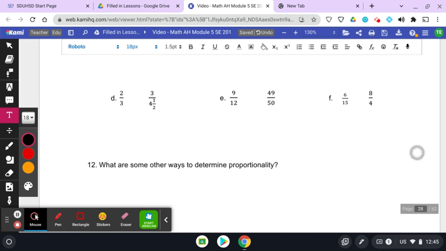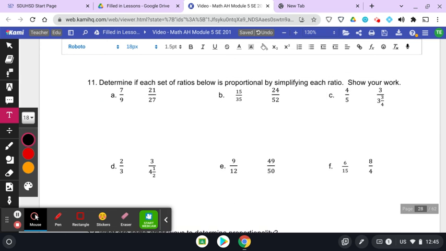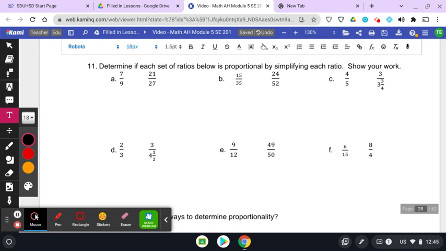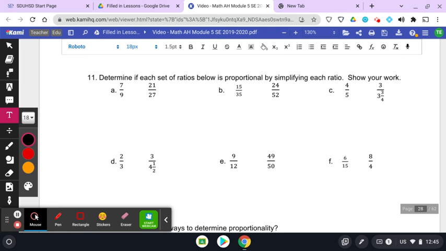Okay, so you are pausing the video after you read the directions. 11, determine if the set of ratios are proportional by simplifying each ratio. So I want to know, is 7 to 9 the same as 21 to 27? Figure out which ones are and which ones are not, and then come back and check your answer.